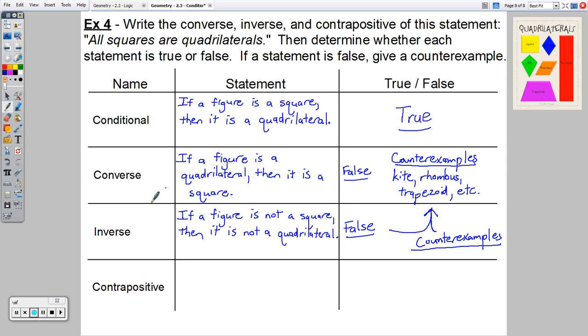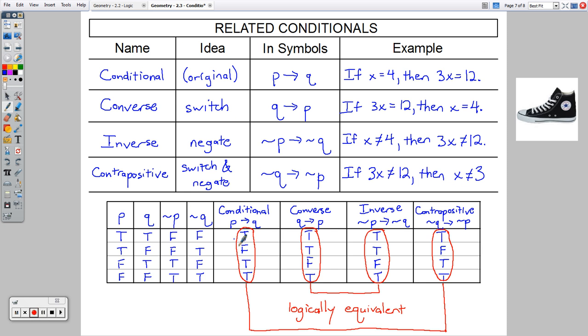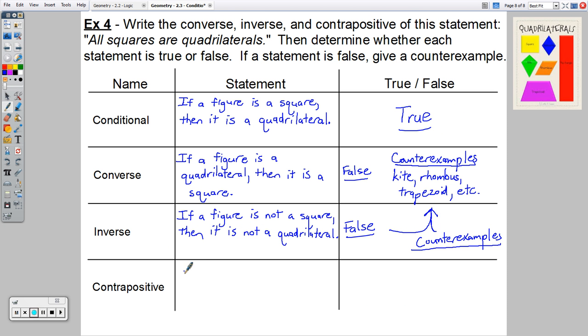And contrapositive, we should expect it to be what? If this is true and conditional and contrapositive are logically equivalent, we should expect it to be true. So let's find out if that's the case. So if, now we're switching and negating. So I'm going to start with the converse and put nots in there. If a figure is not a quadrilateral, then it is not a square.